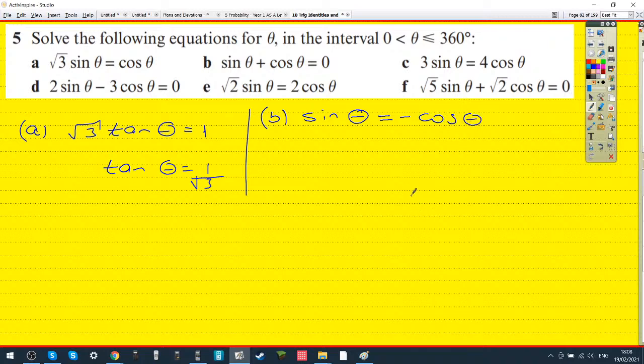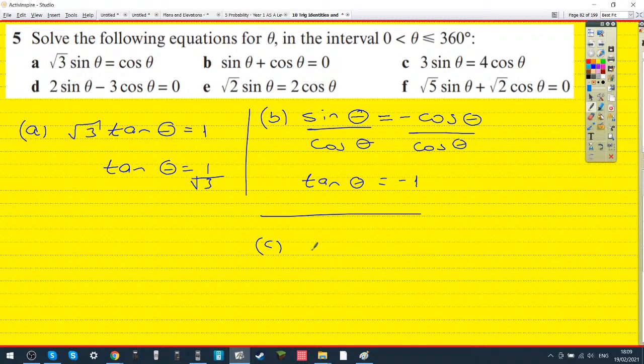Then divide by cos on both sides. So you get tan theta and minus 1. Yep. How would you start to see? Inverse tan of minus 1. Oh, see. Yeah. Divide both by cos.